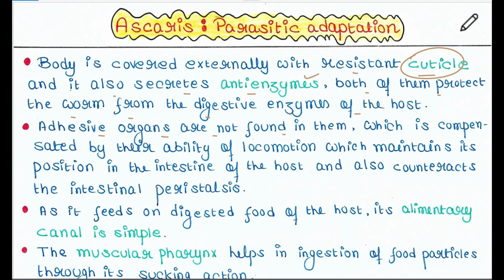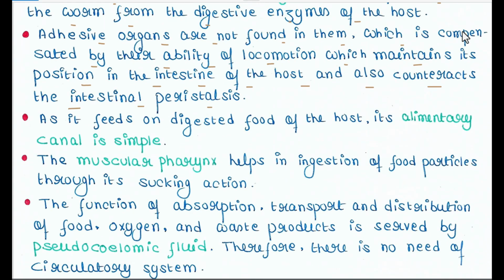Adhesive organs are not found in them, which is compensated by their ability of locomotion, which maintains their position in the intestine of the host and also counteracts the intestinal peristalsis. Although they don't have adhesive organs, they can move. Since they reside in the gut, continuous peristaltic muscular movement occurs. They need to move to counteract this peristaltic movement, otherwise they will be flushed out. So they can move easily.